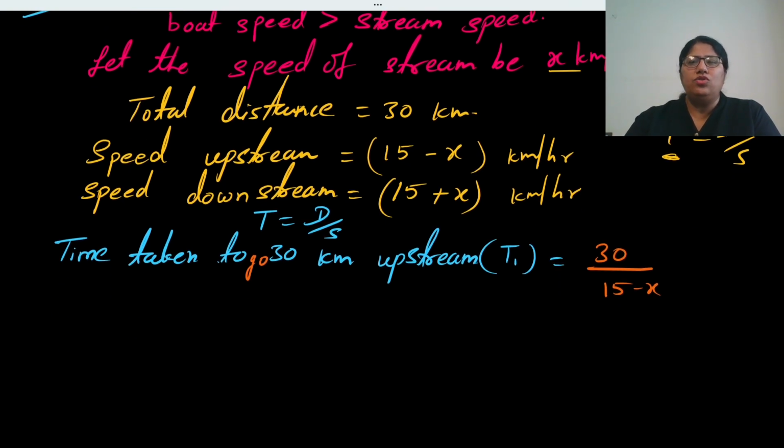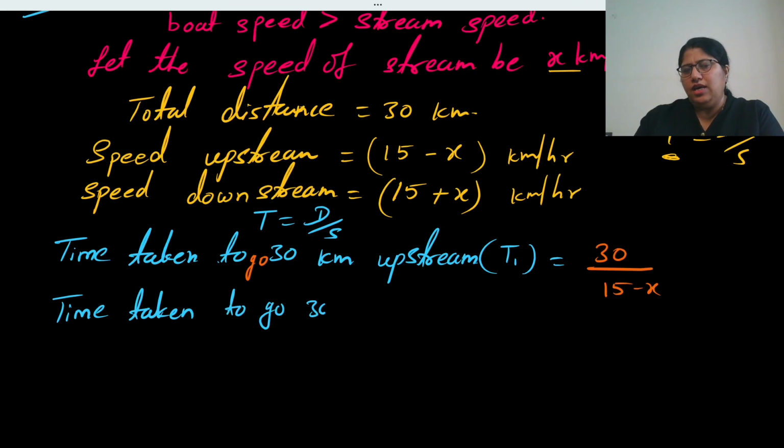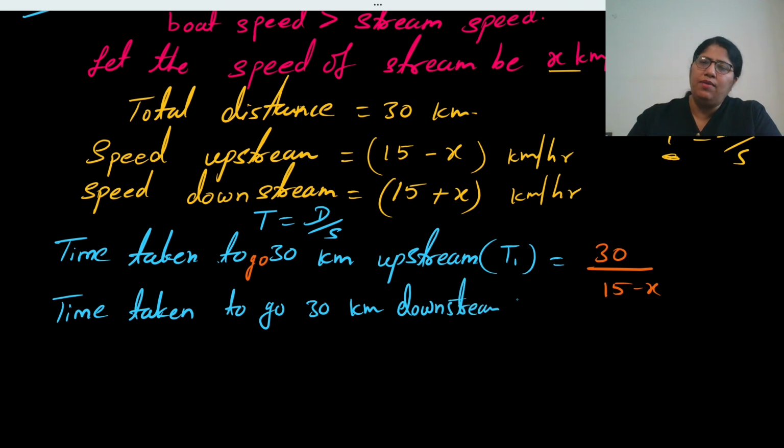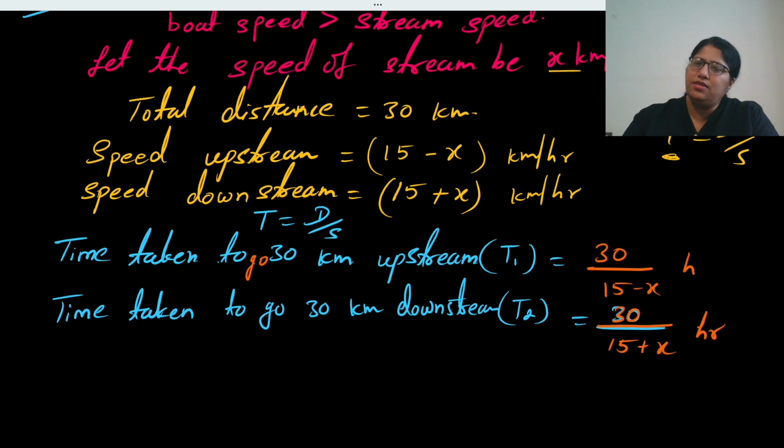Similarly, time taken to go downstream, how much time will be there? The speed will change, the distance is going to be the same because it's coming back to the same place. So to go 30 kilometer downstream, if I take it as T2, it's the same distance, but now my speed is 15 plus x. So it's 30 by 15 plus x, this is in hours because this is time.